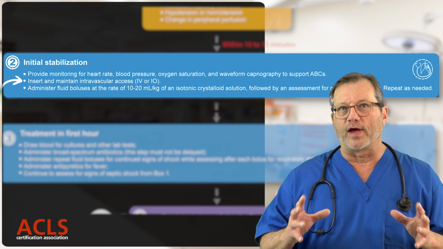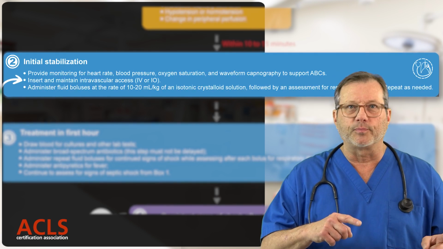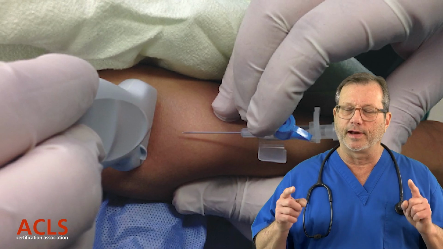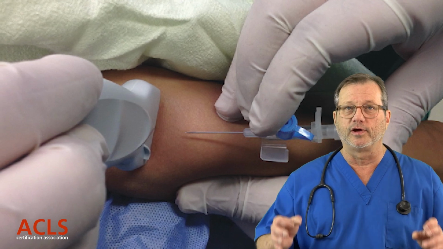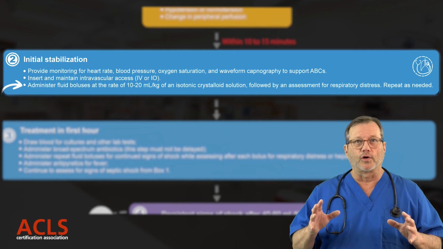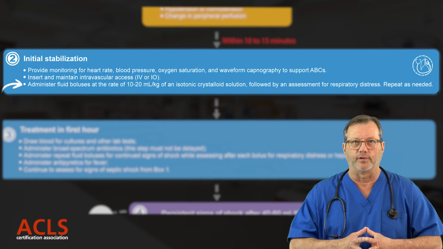We want to gain vascular access on this child as quickly as we can. IV is still preferred to IO. IO is great if that's what you can get, but an IV, like something in an antecubital, the largest catheter we can get in this kid would be preferred. Next, fluid management, which is the cornerstone of treating septic shock. We want to start tanking this kid up with IV fluids.